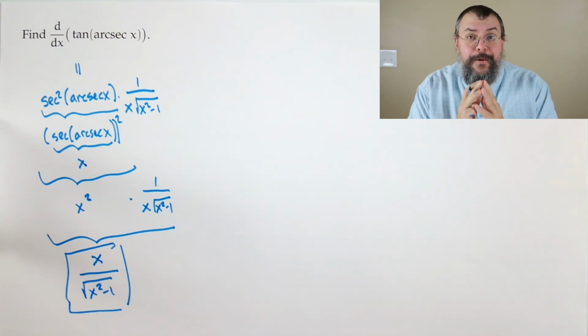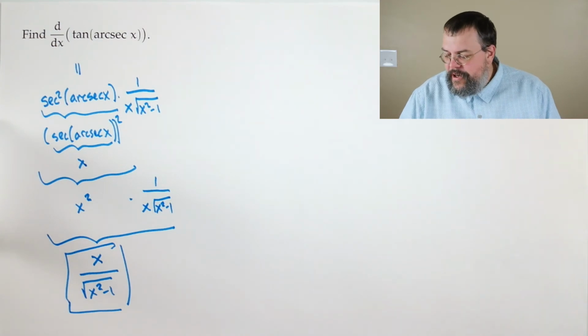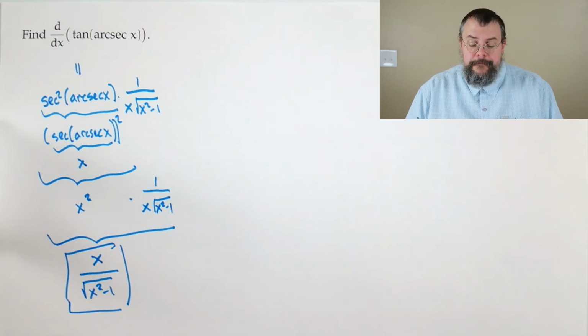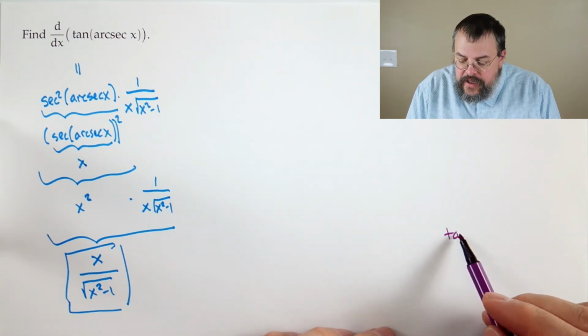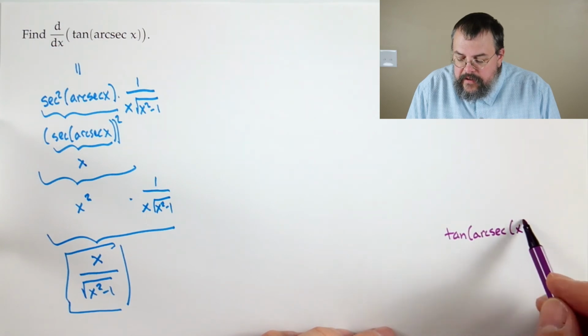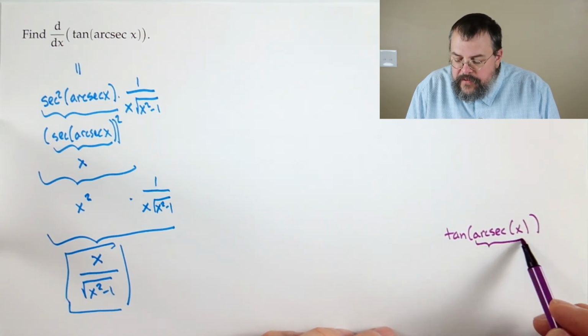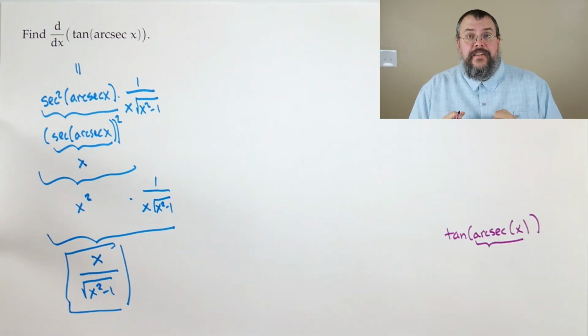Let's do something before we do it again. All right. So we need to start thinking about what things are. So let's talk about tangent of arcsecant of x. The first thing we have to understand is what kind of thing is arcsecant.